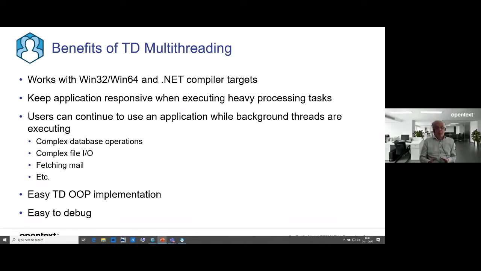Please look into your profile viewer. If you have, for example, a complex file I/O that takes maybe 4 or 10 seconds, then it makes sense to look into how you can implement this in a background thread so that the user is not blocked for the next 10 seconds. And of course, an easy Team Developer object-oriented programming implementation. That means at least it should be OOP based, and existing classes should work inside this implementation with maybe only a few changes, and then it should be running very well and easy to debug.